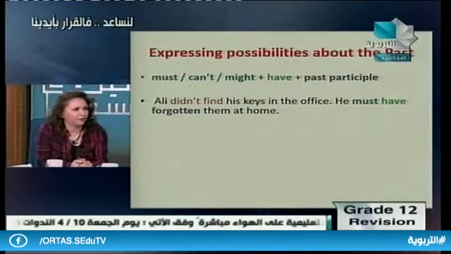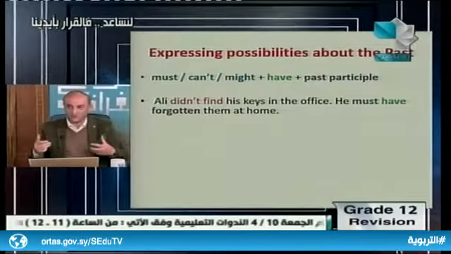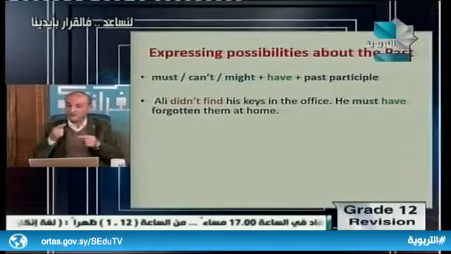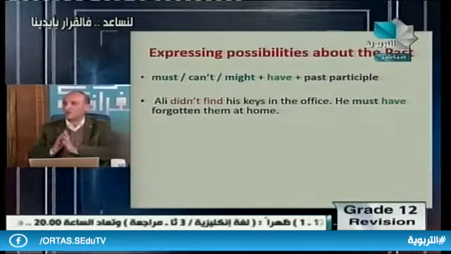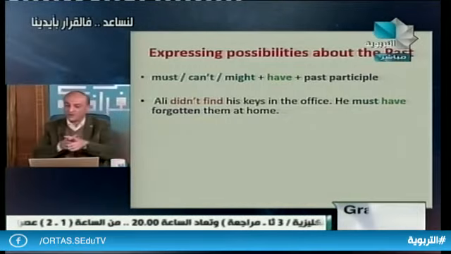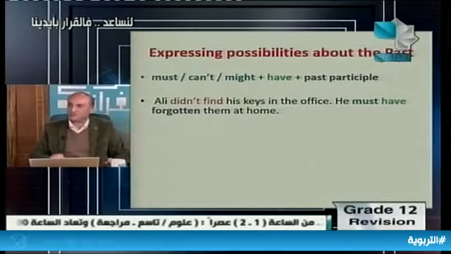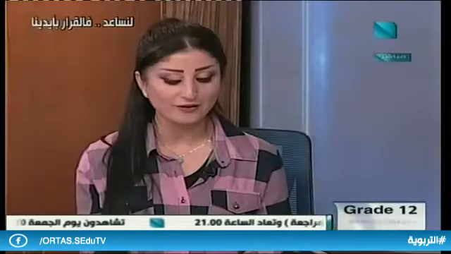So when dear students want to give a logical conclusion or to express possibility or probability about the past, you have to use these verbs, must, can't, or might, with have and verb 3, past participle, not with the zero form. When we use them with the zero form, we are talking about the present. When we use them with have and verb 3, we are talking about the past. We go a step backwards.